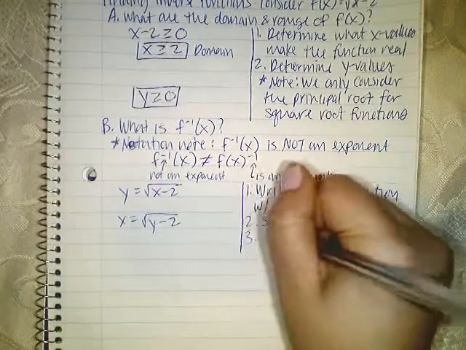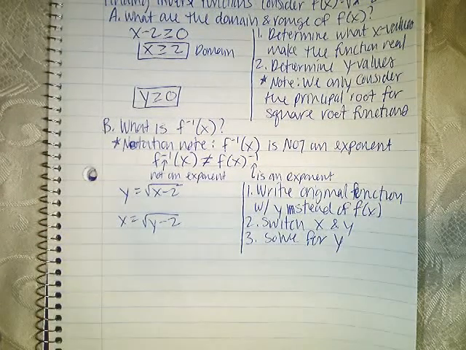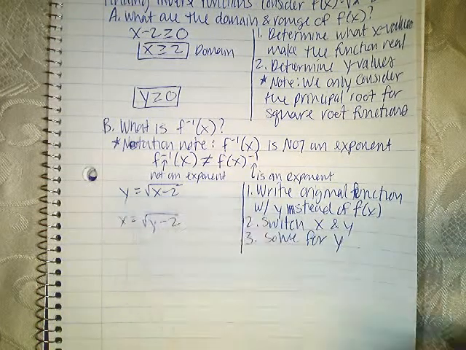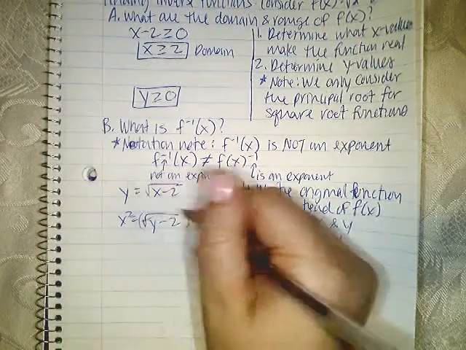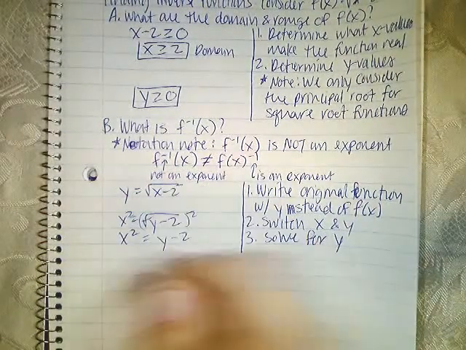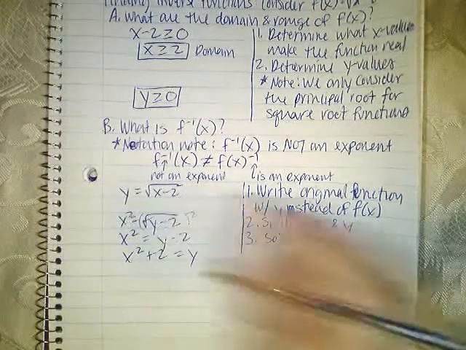Then I'm just going to solve for y. Since for inverse functions your x and y are switched, that's how you start solving for your inverse function. You switch x and y and solve for y. To do that, I'm going to get rid of that square root, so I'm going to square both sides so those cancel. And I get x squared equals y minus 2. Then I'm going to add 2 to both sides, and I get x squared plus 2 equals y.